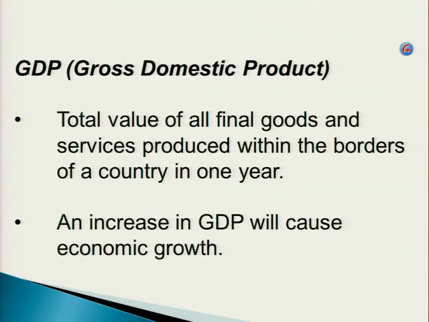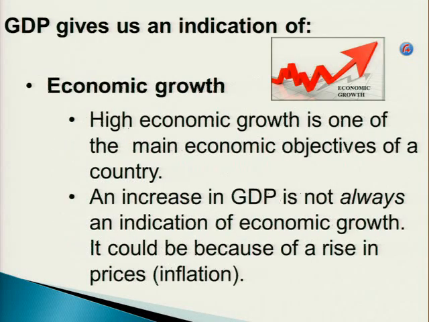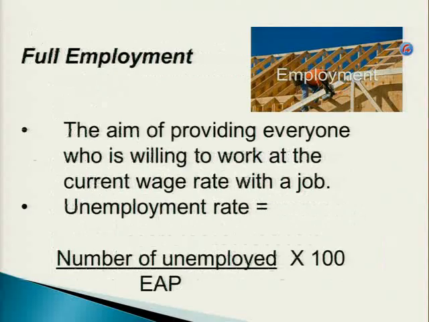Now, the first one is gross domestic product, people. This is the growth rate of our country, and that indicates to us whether there's growth or not. That's one of the main objectives of the government. Then the next one that we have there is full employment. Very important. Make sure that you understand how to work out the number of unemployed people in the country.